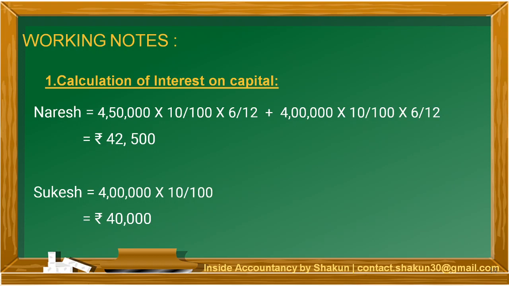So interest has been separately calculated in both cases. On 4,50,000 for 6 months and on the remaining 4 lakh again for 6 months. The total interest on capital for Naresh is 42,500. In case of Sukesh, he had made drawings, but those drawings were out of profit. There were no drawings out of capital in case of Sukesh. So directly we have calculated 10% of 4 lakh, which is 40,000.